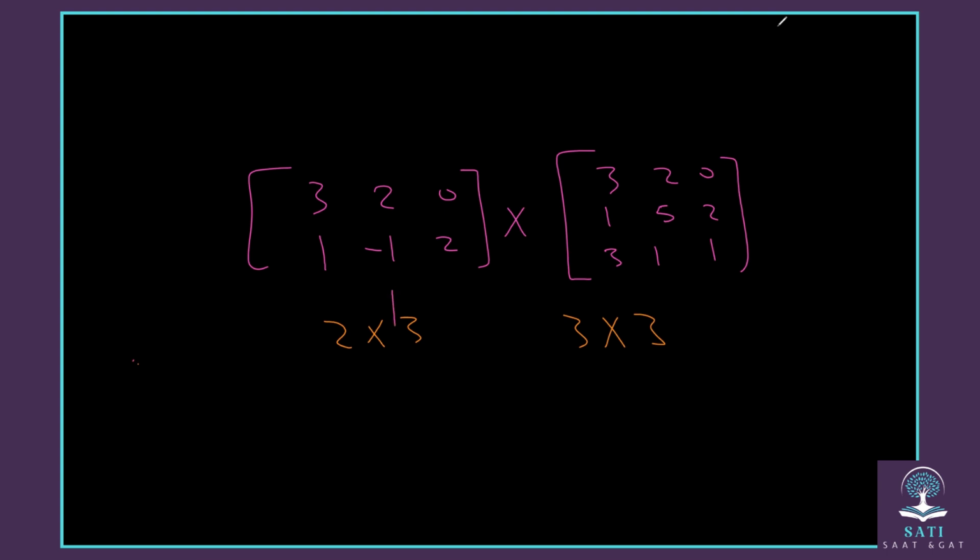Go to see the middle numbers. You see, these ones are the middle numbers. These middle numbers that are here, are they the same? Yes, they are the same numbers. So that means I can multiply these two matrices.